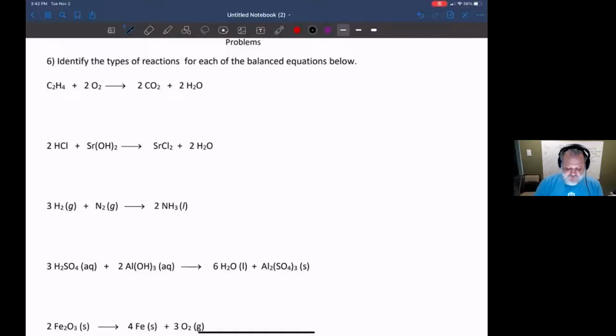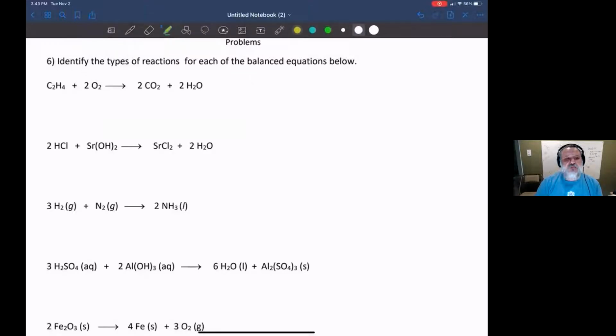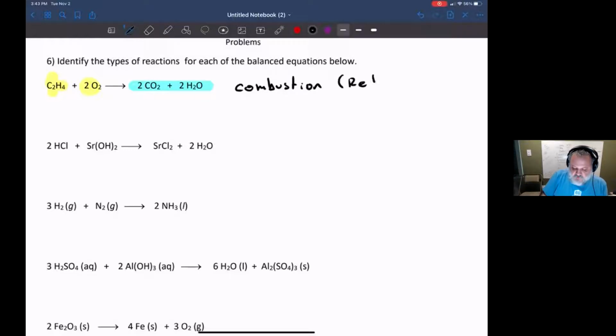All right, so the first thing we see is C2H4 gets together with oxygen, and it forms carbon dioxide and water. You should see fuel plus oxygen equals carbon dioxide and water. You should say combustion. This is a type of redox reaction, and that specific type of redox reaction is combustion. Okay, so what do we have next?